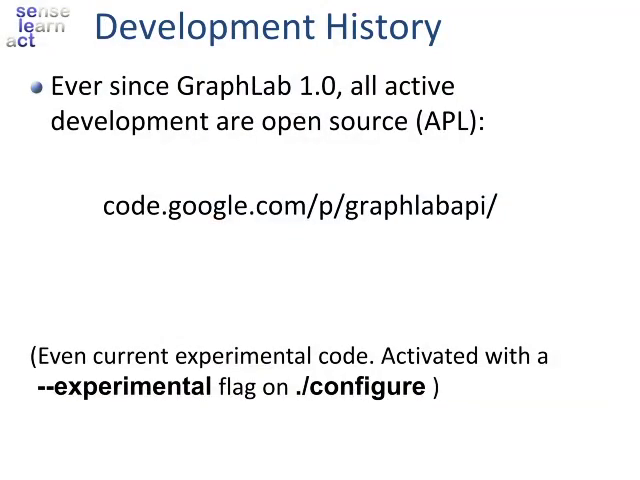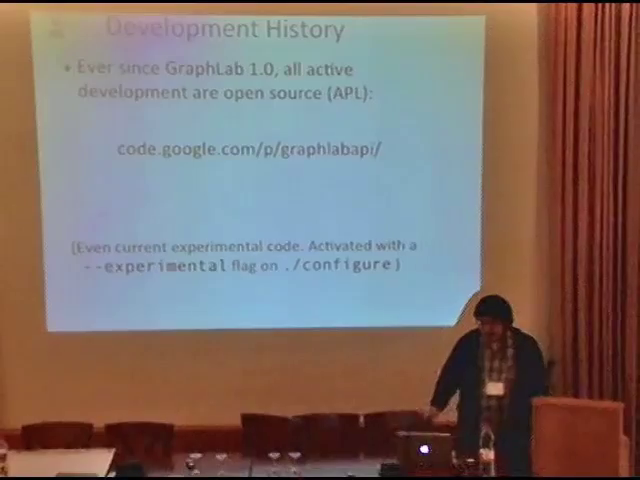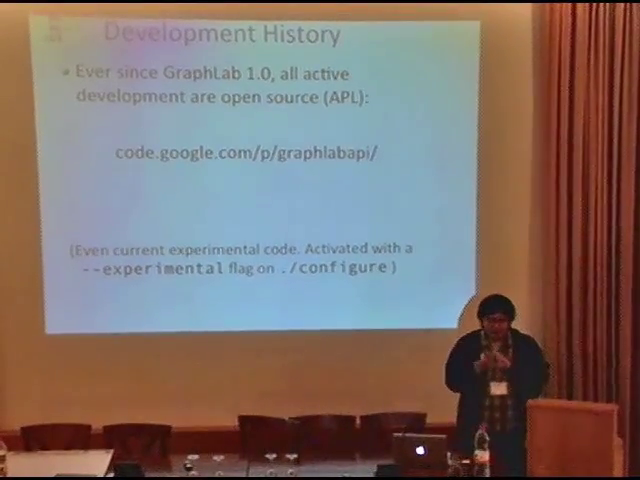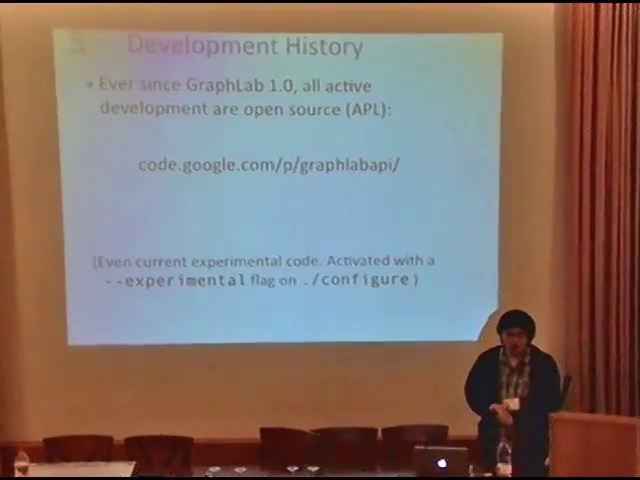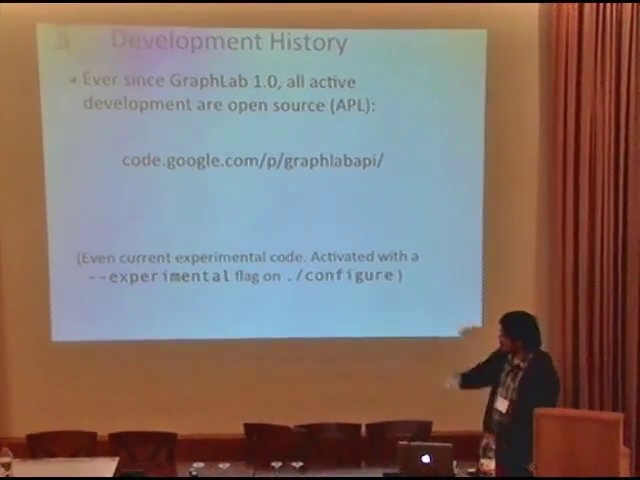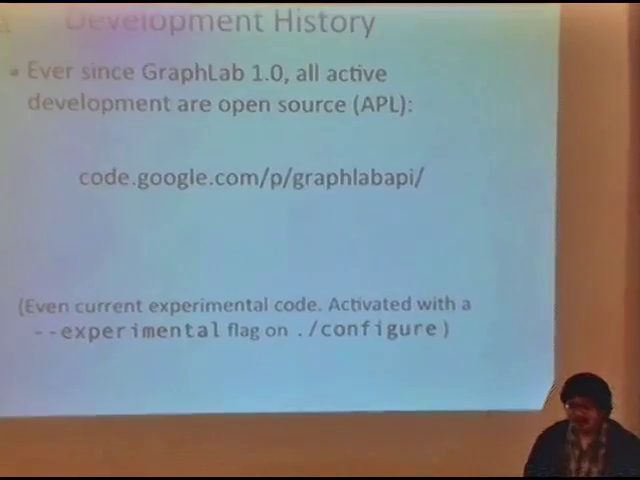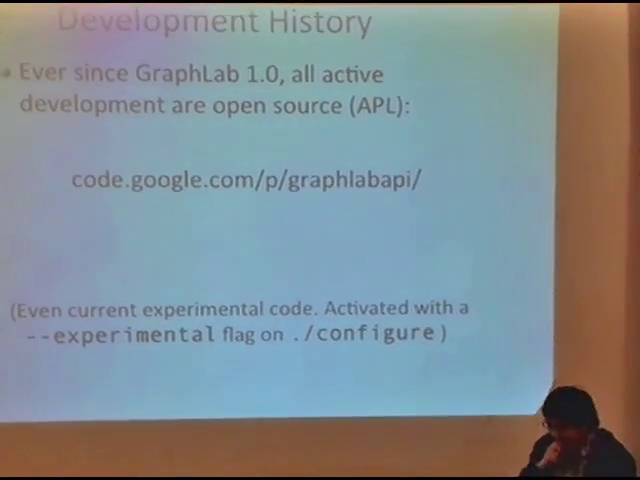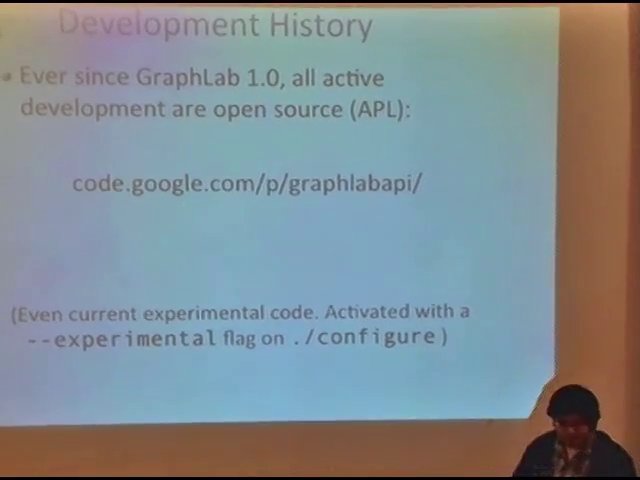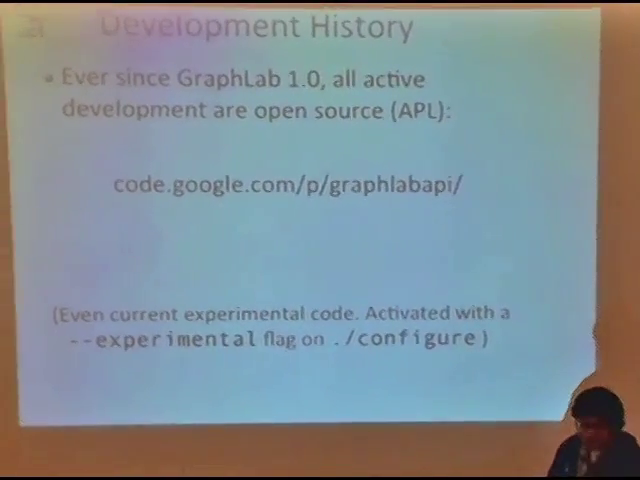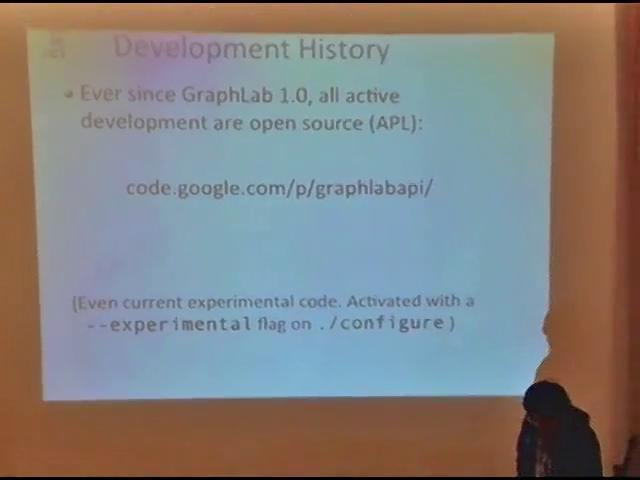Ever since GraphLab 1, all development is open source under the Apache license at this website, code.google.com, GraphLab API, or our webpage, graphlab.org. This is true even for current development and experimental code, everything I'm working on. If you check out experimental, you get all the code that's still under flux. We're always looking for contributors, so if you're interested, just come and join the project.